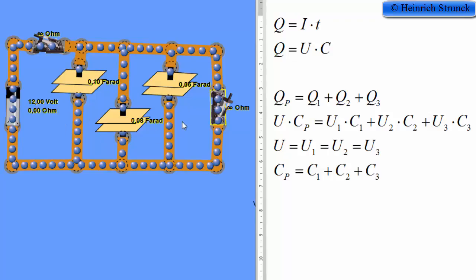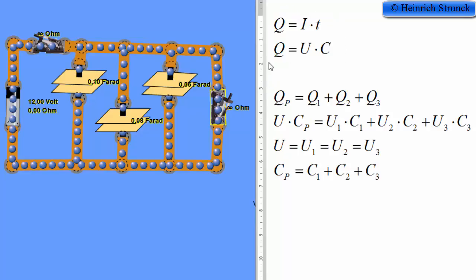Here we got a circuit of 3 parallel capacitors. The first capacitor has a capacitance of 0.10 farad, next one 0.08 farad, and the last one 0.05 farad. Right now the system is disconnected, but when we connect the switch, we connect it to a supply voltage of 12 volts.